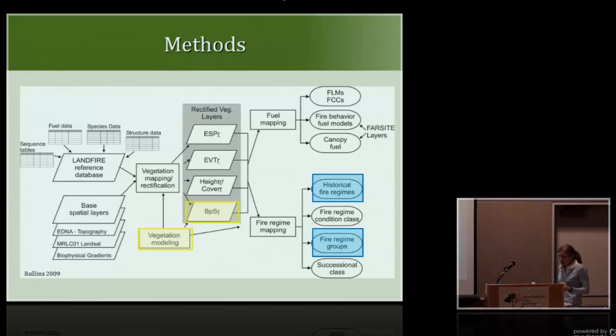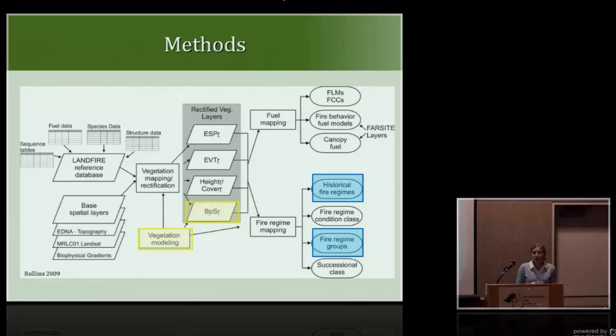We start with our biophysical settings map. That's one of the potential vegetation concepts that LANDFIRE maps, and vegetation models, which I'm going to talk about later on this afternoon, but those are models of what we believe reference conditions were like. And so to map the historical fire regimes and the fire regime groups, we simply line up every biophysical setting on the landscape with its vegetation model, which is used to model that reference fire frequency and severity.